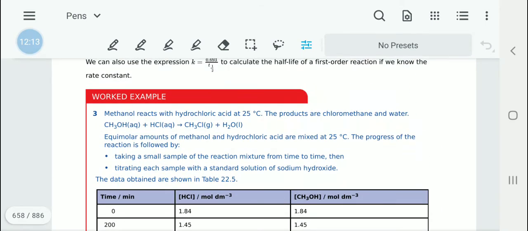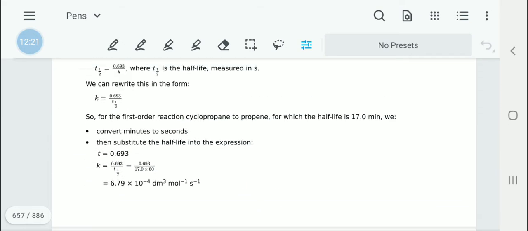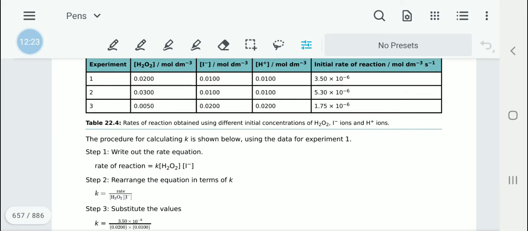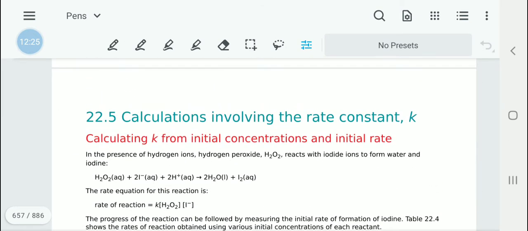This is a little complicated, but if you go through the worked example again and again, you will be able to understand what it is all about. If you have any doubts, please ask me. If you didn't understand my explanation, please ask me, then I will explain it again in a different way.